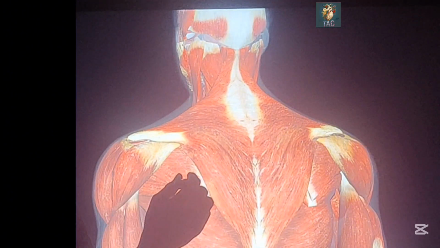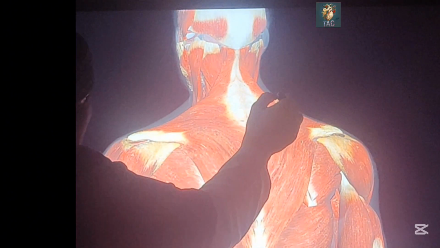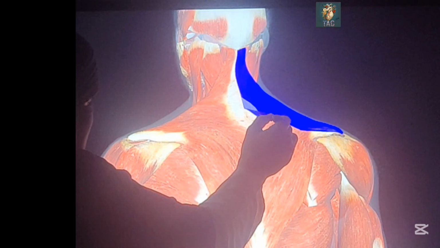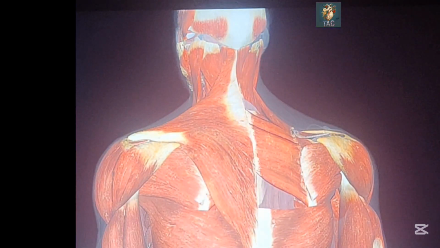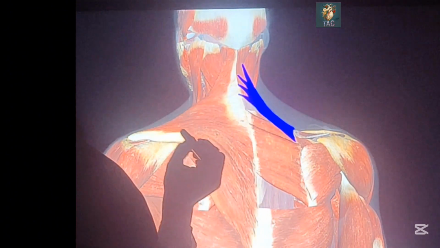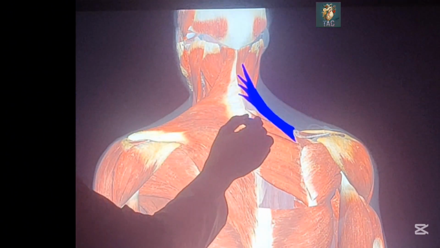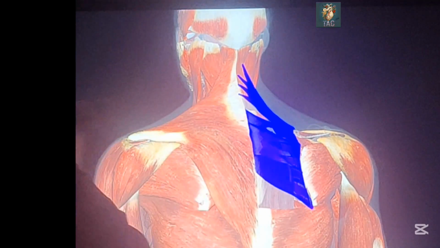Now moving on to the deep muscles present on the back. First I will remove the superficial muscles, the upper, middle and lower fibers of the trapezius muscle, to show the muscles present in the deeper compartment. Here you can see the levator scapulae muscle, the rhomboides minor muscle and the rhomboides major muscle.